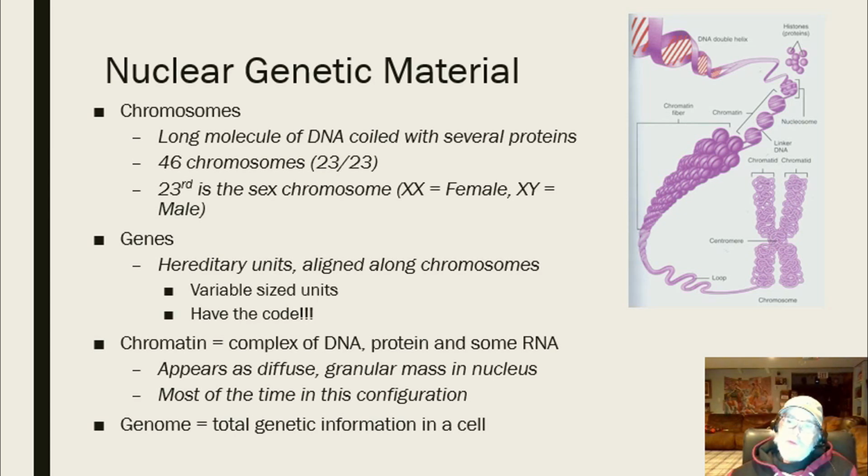So now we know what DNA is. And DNA is what makes up our chromosomes. I've mentioned chromosomes a couple times. And what a chromosome is, it's basically a long molecule of DNA that's coiled. It's held together by various proteins. So there are various proteins inside that hold this coil.